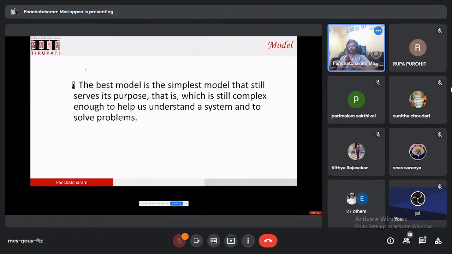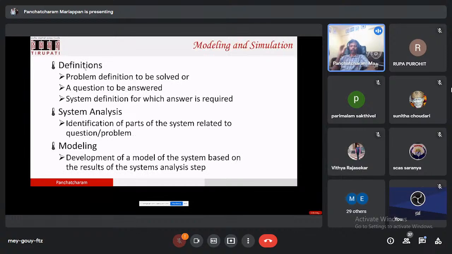So what we are going to have is modeling and simulation. So what is it going to do? You have a problem. First, you have to define the problem. What is the problem to be defined? I will repeat this again and again, even in the business analytics model, almost a similar kind of setup. So the problem definition to be solved.